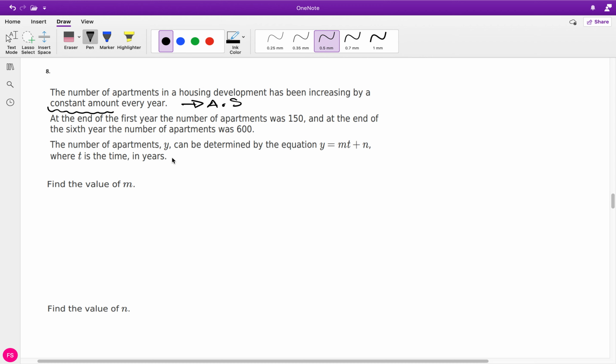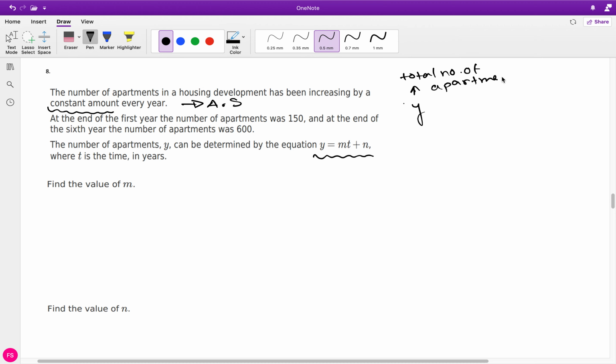The number of apartments y can be determined by this equation, y equals mt plus n, where t is the time in years. Okay, now we really need to understand this equation, what it means. This y is the number of apartments, the total number of apartments.